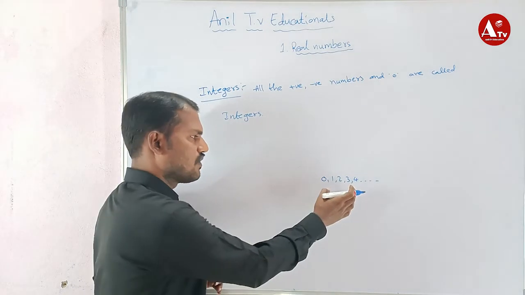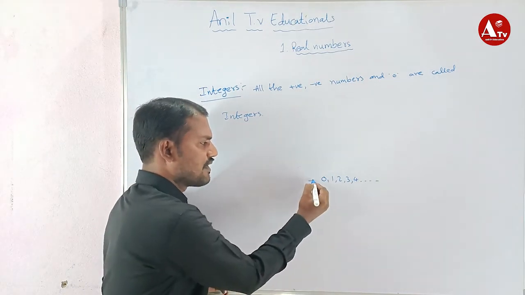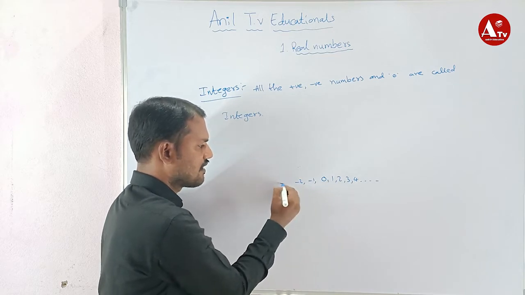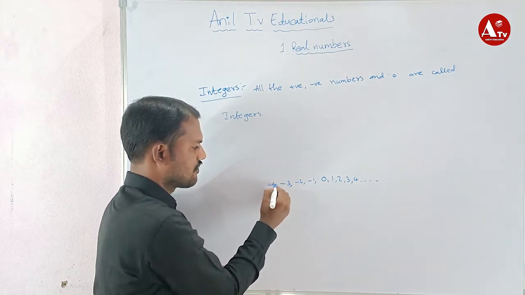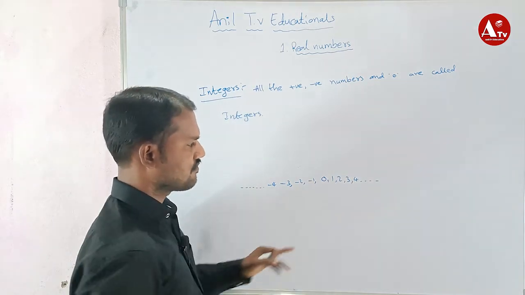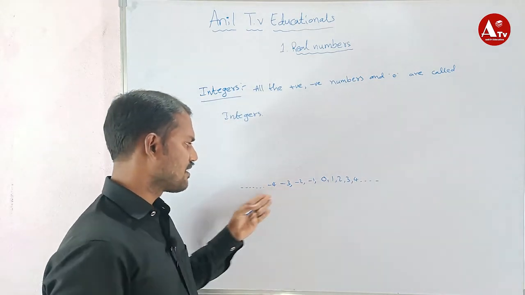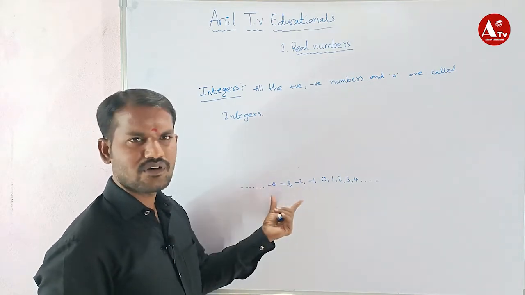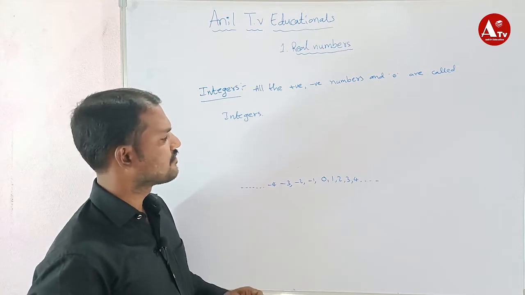These whole numbers too we are adding together with negative integers, -4 up to infinity. 0, positive integers, negative integers, this type of collection, all these numbers are called integers.